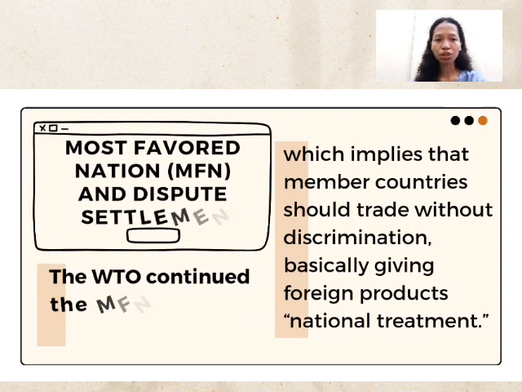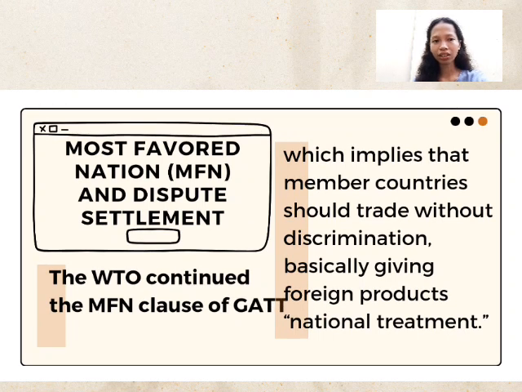Most Favored Nation, or MFN, and Dispute Settlement. The WTO continued the MFN clause of GATT, which implies that member countries should trade without discrimination, basically giving foreign products national treatment.